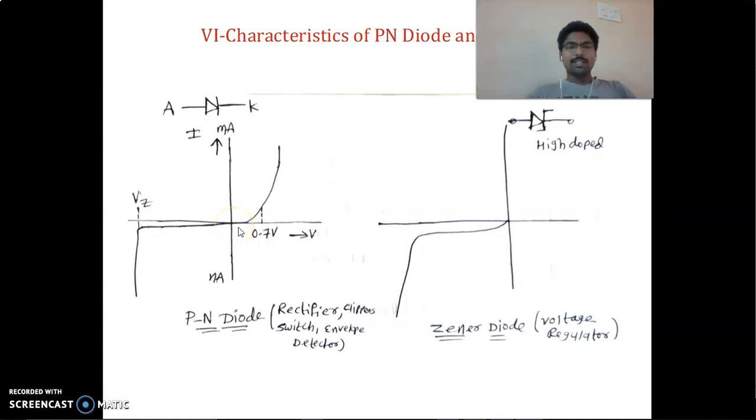As we are increasing the voltage from 0 to +1, +2, and so on, up to 0.7, a very low current will appear in the diode. After 0.7 volts, the current is increasing in the diode. The current in forward bias is around milliamperes.